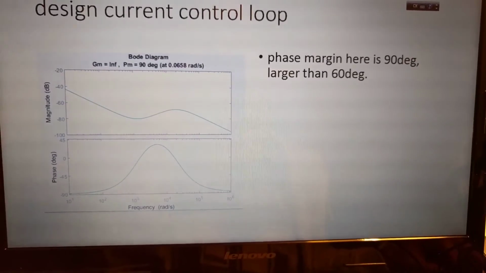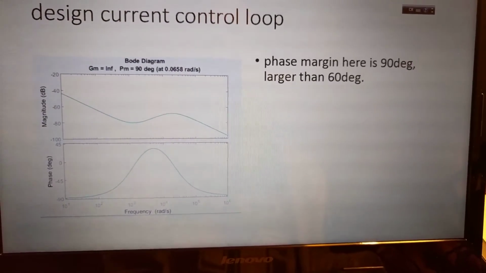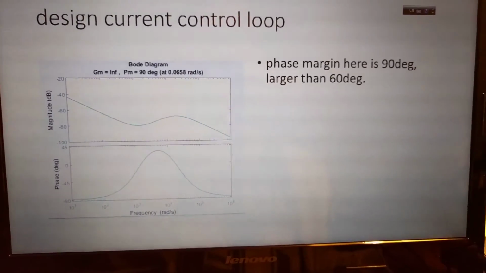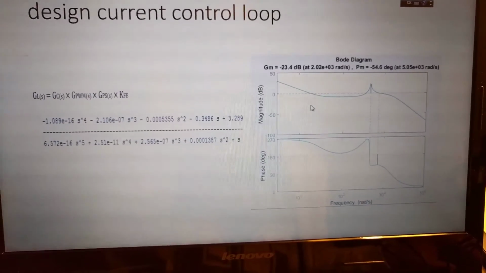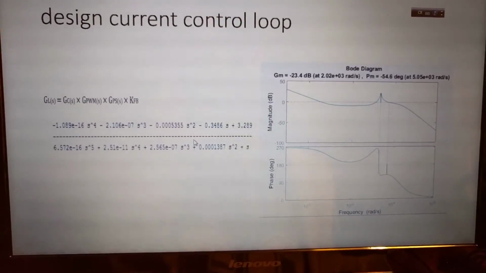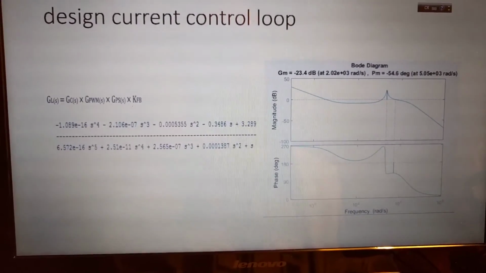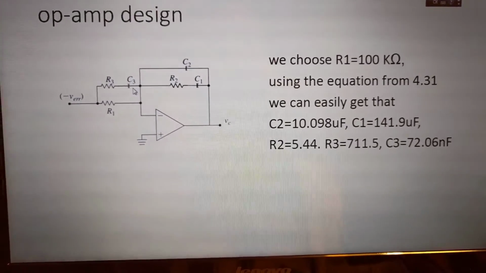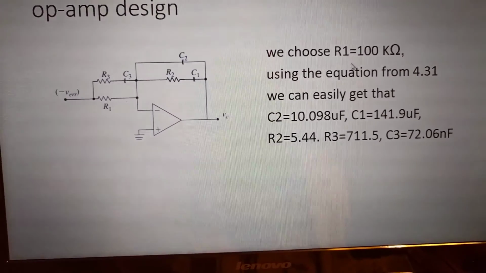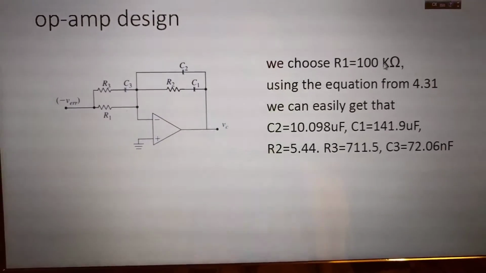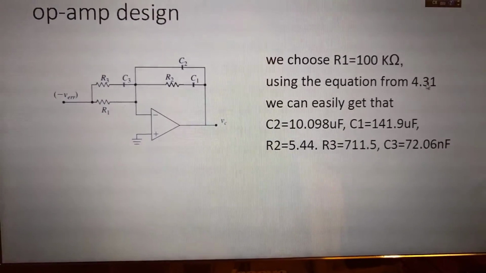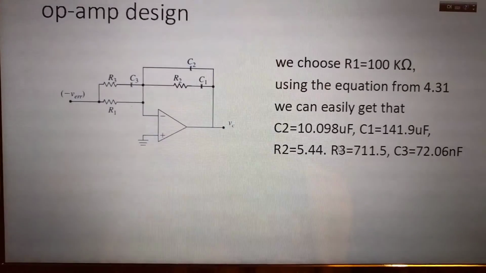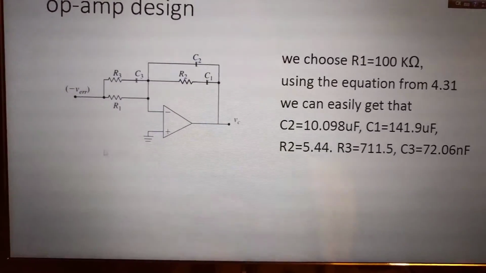Okay, and we put that controller transfer function into MATLAB. We got the phase margin here is 90 degrees, which is larger than 60, but it's okay. Here is also the Bode plot for the circuit transfer function. Next, we're going to design the op-amp, which we will use in the simulation. So we choose R1 equals 100 kilo, and using the equation from Notebook 4, Chapter 4, 4.31, we easily got these values, and we will put these values in this op-amp loop.